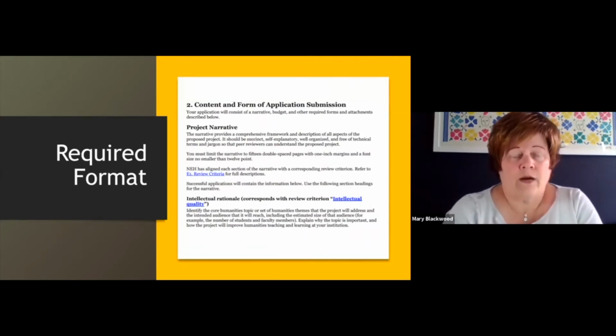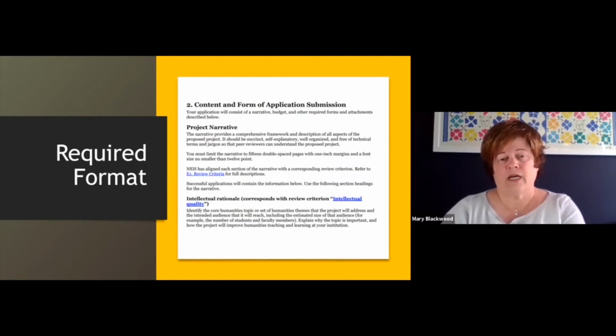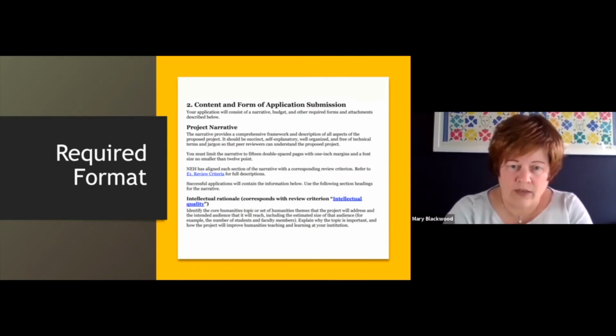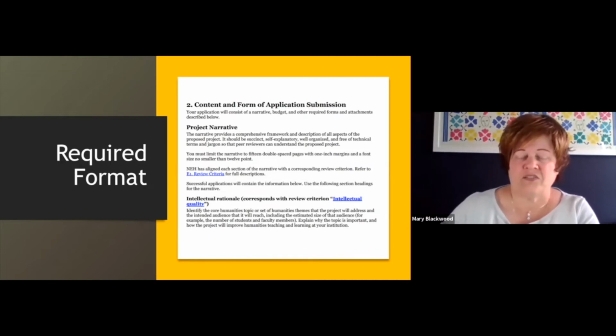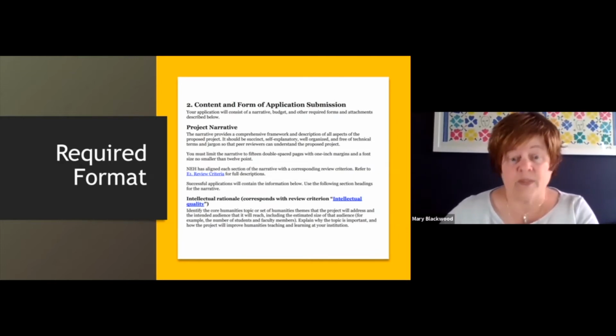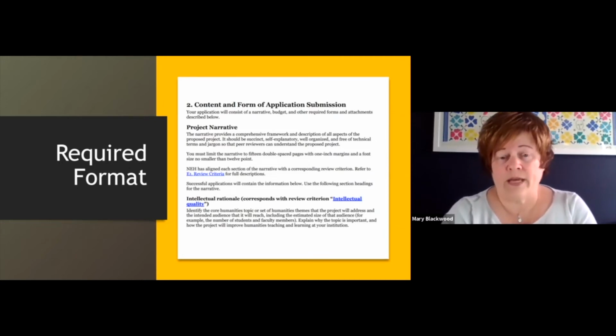A lot of sponsors have very detailed required formats. This again is NEH. They expect you to double space your pages with 1-inch margins and a font size no smaller than 12 points. You might think this is kind of a little silly to go that far. Who cares? Everybody's heard of the person who submitted a grant application and did everything against the regulations or didn't follow the guidelines, but they got funded. Well, I'll tell you this, that does happen, but it's extremely rare. And you don't want to take a chance of getting it that way.